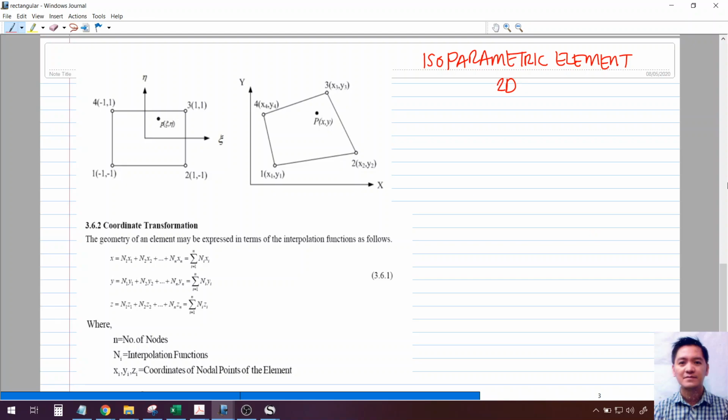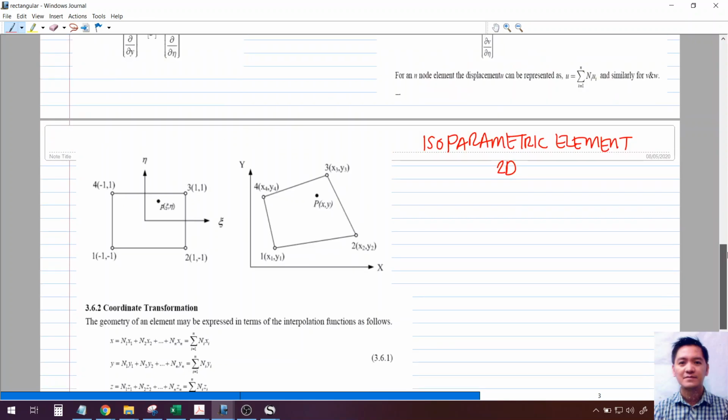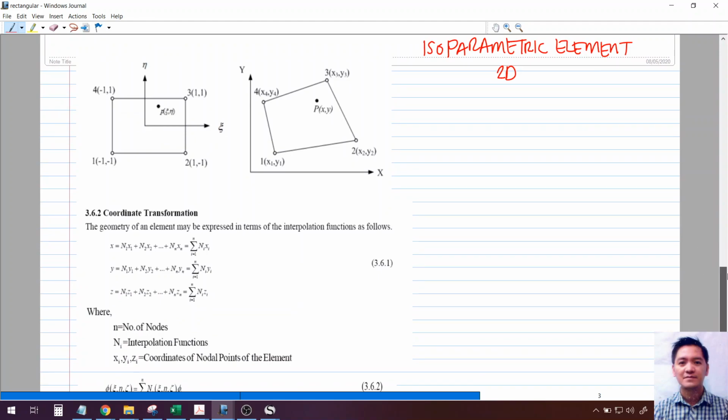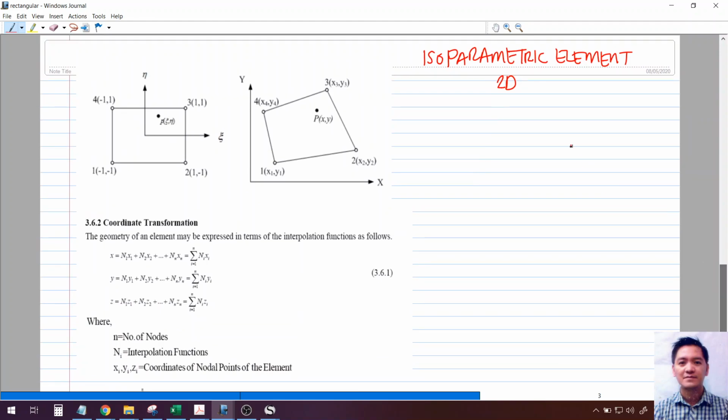Okay, so last time we talked about the triangular element. This time we'll go to the 2D rectangular element, but we will use the isoparametric element.